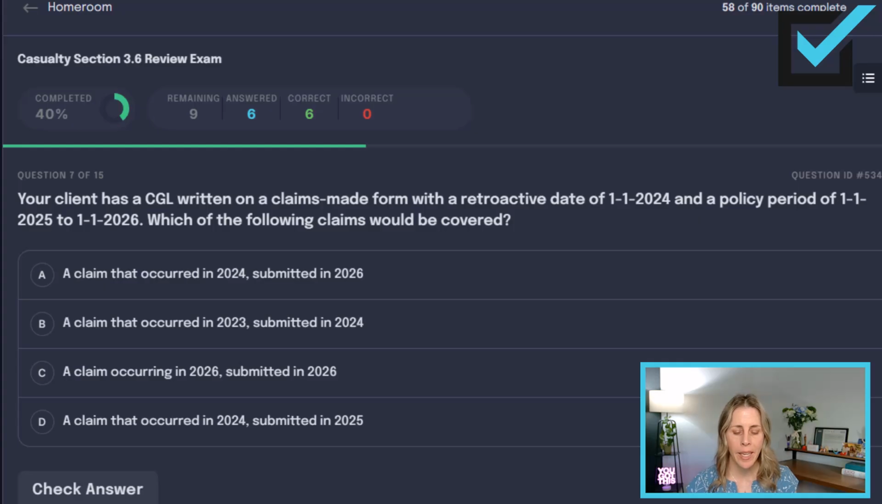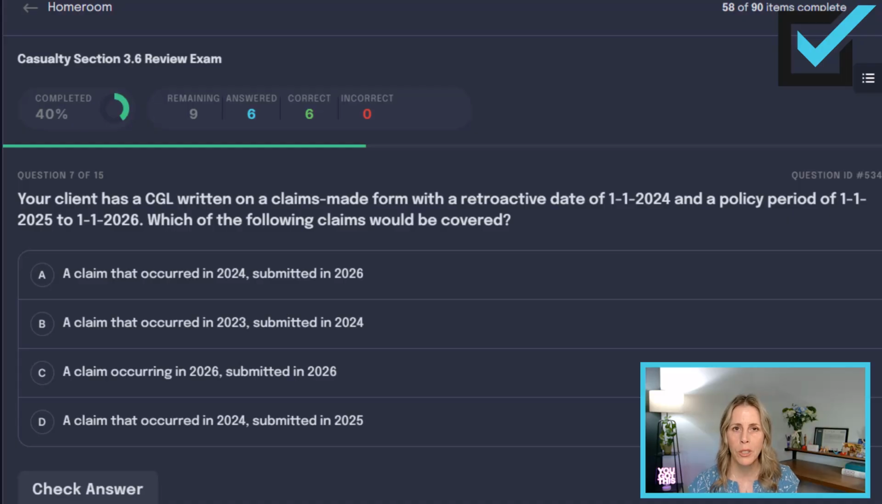Your client has a CGL written on a claims-made form with a retroactive date of January 1st, 2024, and a policy period of 1/1/2025 to 1/1/2026. Which of the following claims would be covered? A claim that occurred in 2024, submitted in 2026. A claim that occurred in 2023, submitted in 2024. A claim occurring in 2026, submitted in 2026. A claim that occurred in 2024, submitted in 2025.